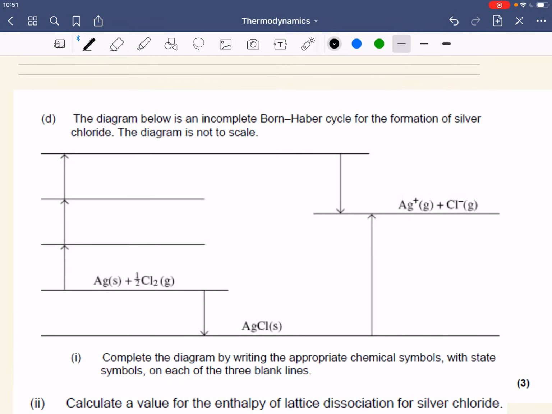Question D says the diagram below is an incomplete Born-Haber cycle for the formation of silver chloride. The diagram is not to scale. So we've got the elements and we've got the ionic solid, and we've got the gaseous ions, and we need to fill the rest in. And here you see we've got now lattice dissociation enthalpy. Remember, if the arrow went down, that'd be a lattice formation enthalpy.